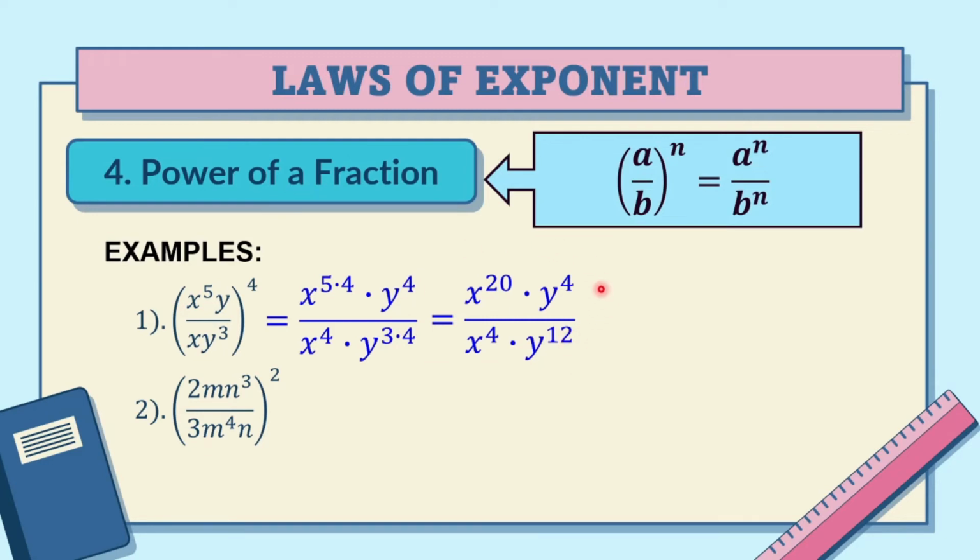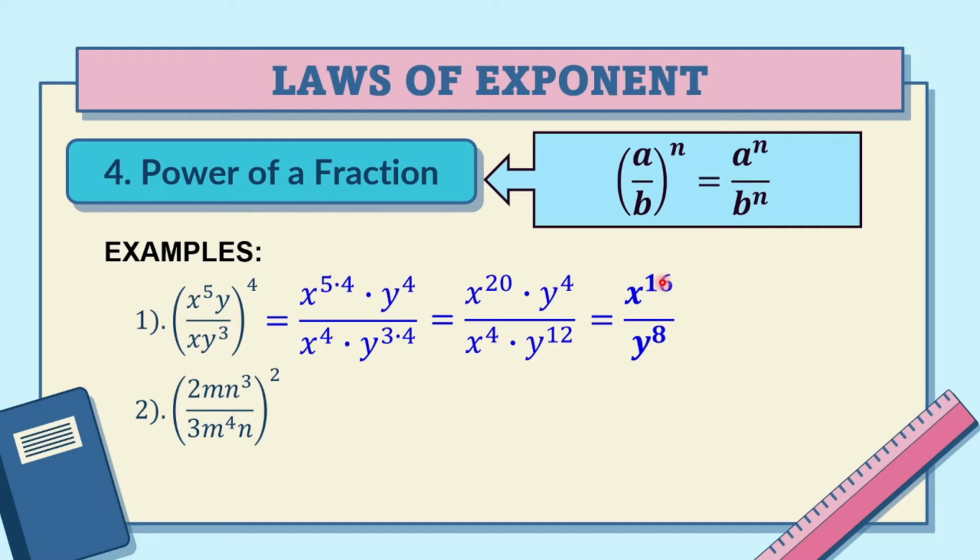So, ito na ba yung final answer? Not yet. Hindi pa kasi siya simplified. Okay? So, ang gagawin natin, katulad ng number 3 kanina, dahil meron pa tayong same base, ang gagawin natin sa exponent, dahil ito ay division, magsu-subtract muna tayo. So, ang nakuha nating result ay x raised to 16 divided by y raised to 8. So, paano siya nakuha? Okay, so we have to subtract 20 and 4, that is 16.